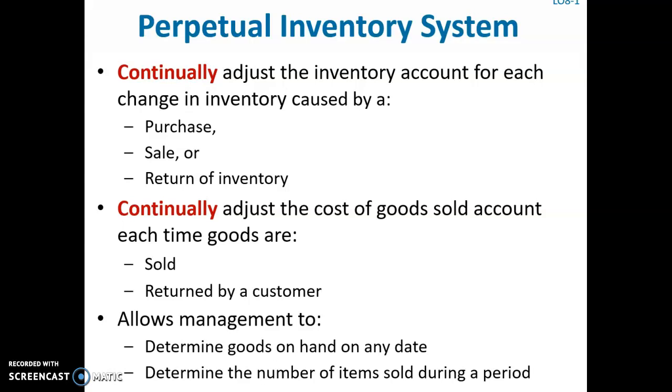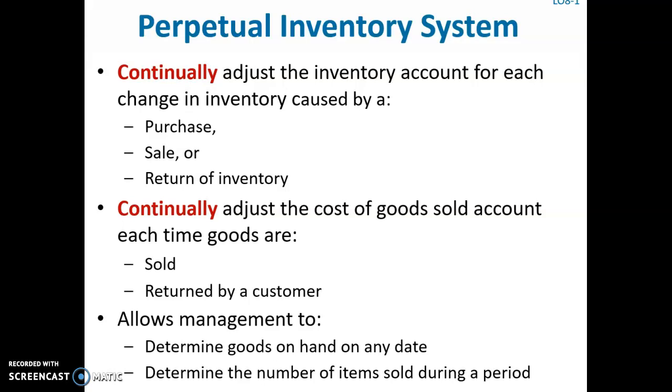In addition, the cost of goods sold account is adjusted each time goods are sold or are returned by a customer. An important feature of the Perpetual Inventory System is that it is designed to track inventory quantities from their acquisition to their sale. If the system is accurate, it allows management to determine how many goods are on hand on any date without having to take a physical count.